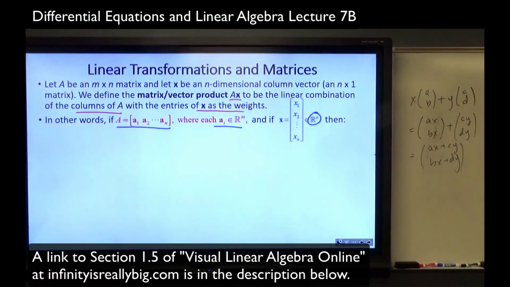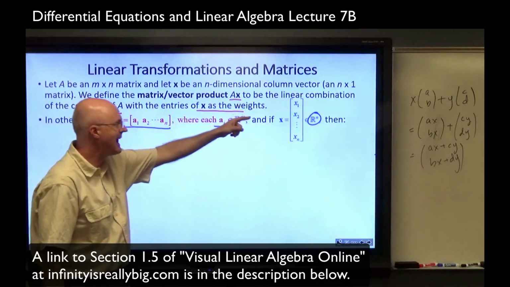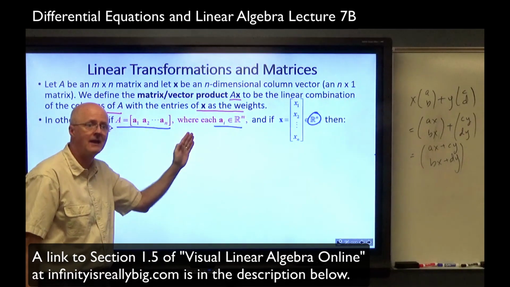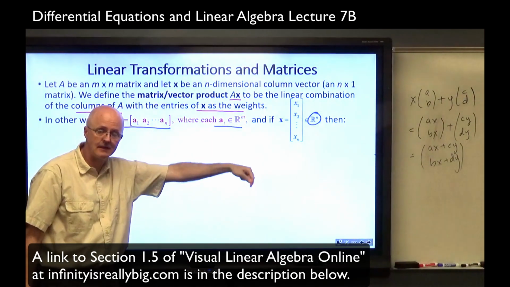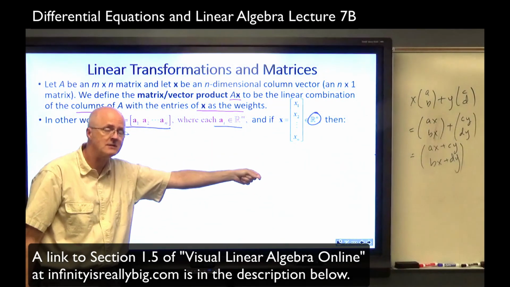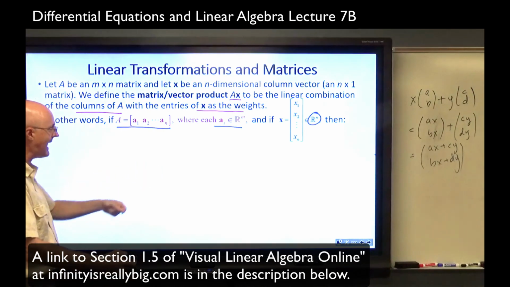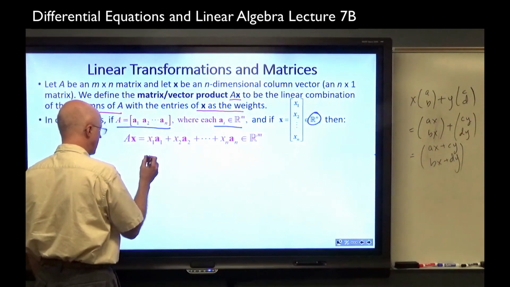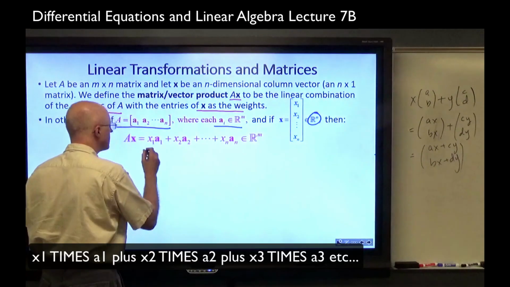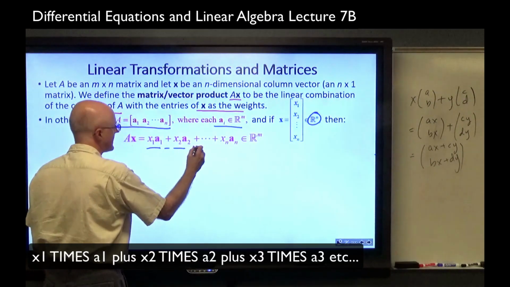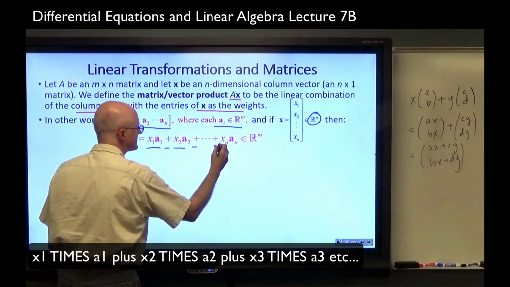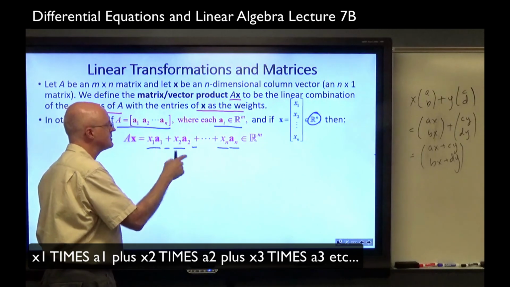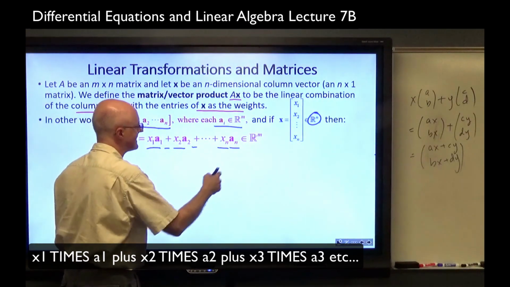X has to be n-dimensional. The number of entries of X has to be the same as the number of columns of capital A, because those entries are going to be the weights in the linear combination, the coefficients. Then A times X is this linear combination: X1 times A1 plus X2 times A2 plus dot, dot, dot, times Xn times An.